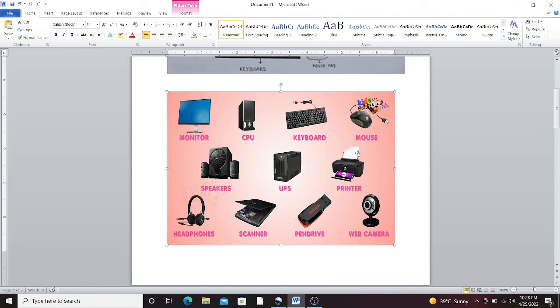The printer is for printing something. If you want a printout of anything, you can use the printer. Then headphones. Headphones are also for sound. If you want to listen to anything, you can use these headphones. And then the scanner. With this device you can give instructions in the form of images and text. You can scan any paper, any image, and that will be shown on the monitor. So this is the scanner. It is also an input device.